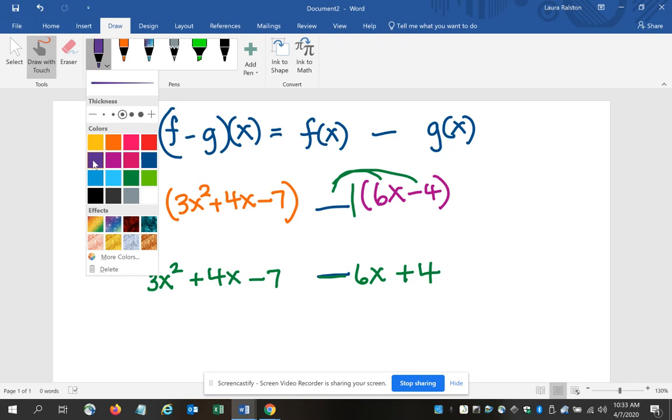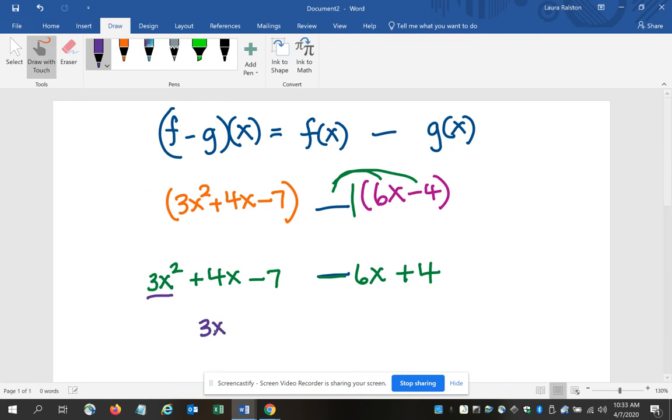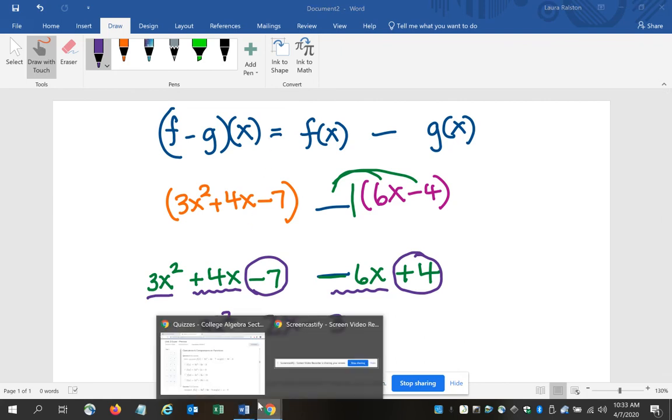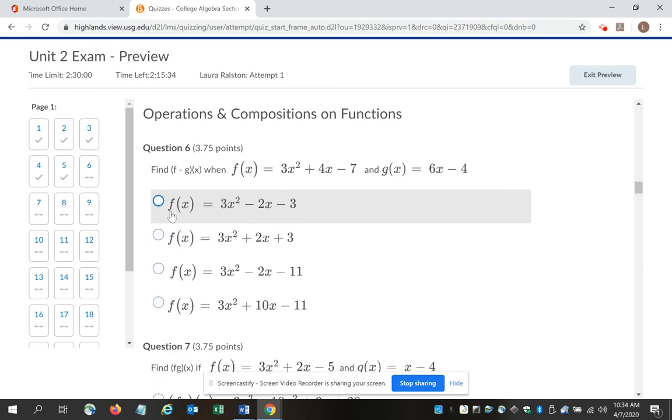Then I come back and I combine like terms. There's nothing to combine with 3x squared. I have plus 4x minus 6x. 4 minus 6 gives me minus 2x. Then I have minus 7 plus 4, different signs subtract. 7 minus 4 is 3, take the sign of the larger. So my result is 3x squared minus 2x minus 3.